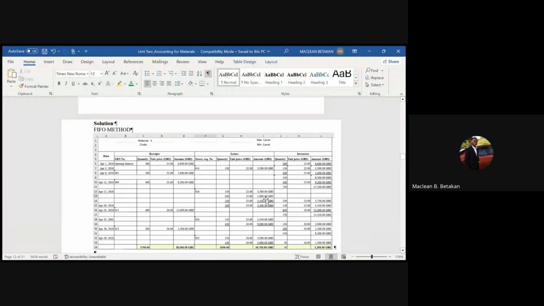I hope you are following. So that is it. Out of 750, if you issue out 500, how much is left? 250 is left, right? And this 250 is valued on the 400 price. So the 250 is coming from the 400 price. So we are going to value the 250 using the 400 price, which is 23. So this is the inventory we have now: 250 inventory at 23, and it is 5,750.